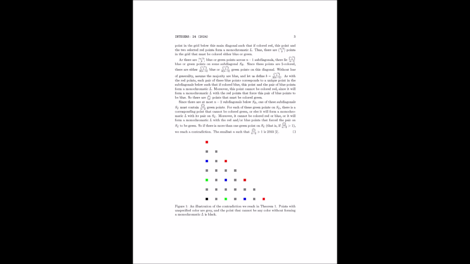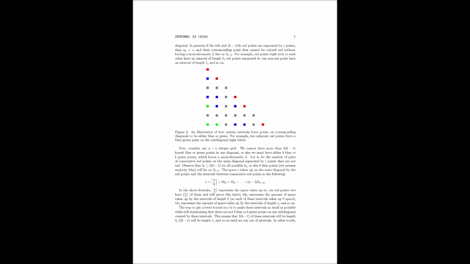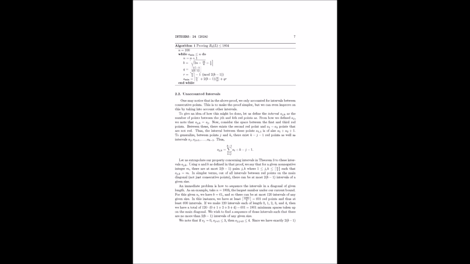So instead of looking at individual points, they started thinking about the spaces between red points on the main diagonal. Okay. And an interval is just the number of points between 2 consecutive red points on that diagonal. So if you have two red points right next to each other, that interval length is 0? Exactly 0. If there's 1 point between them, interval of 1, and so on. Okay. And what they figured out is that if you have too many short intervals, it forces you to create a monochromatic L somewhere, because those forced points are all crammed together. Exactly. It gets too crowded.